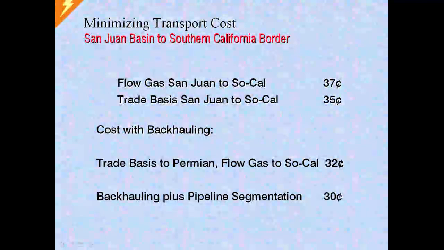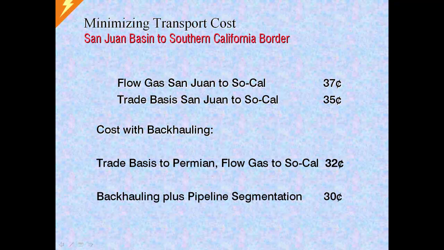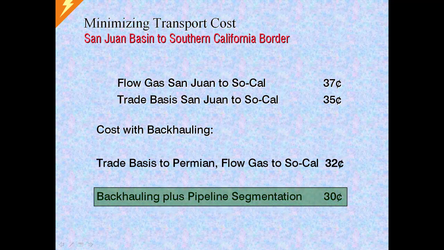So we have four alternatives for San Juan source gas. Flow gas San Juan to Southern California. Trade the basis San Juan to Southern California. Then backhauling, trade basis to Permian, and then flow gas to Southern California on the pipeline. Or finally, backhauling to Permian, and then segmenting the pipe, using the pipe for the first segment and trading the basis for the second segment. Of these, clearly, backhauling plus a pipeline segmentation has the lowest cost. In this example, both backhauling structures offered lower total cost.